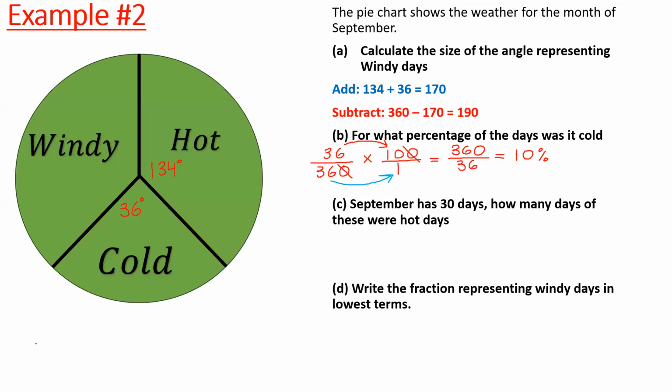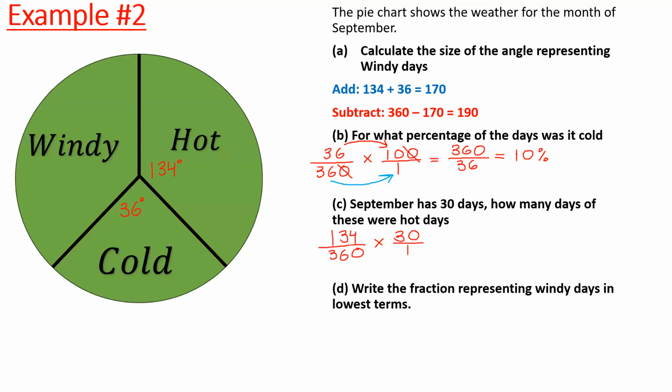Ooh, man, ouch. I'm sorry, I have to do that again. Let me do this again. I pressed the wrong thing. So what did we do for this again? We did 134 hot days over 360, and we multiplied it by 30 over 1.